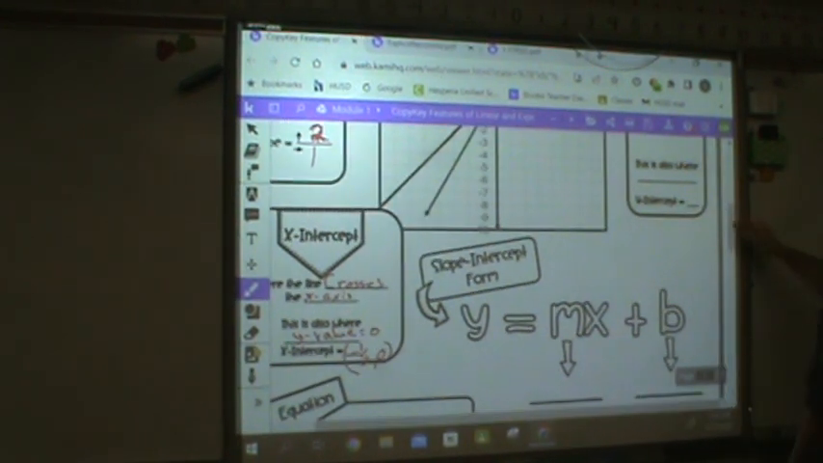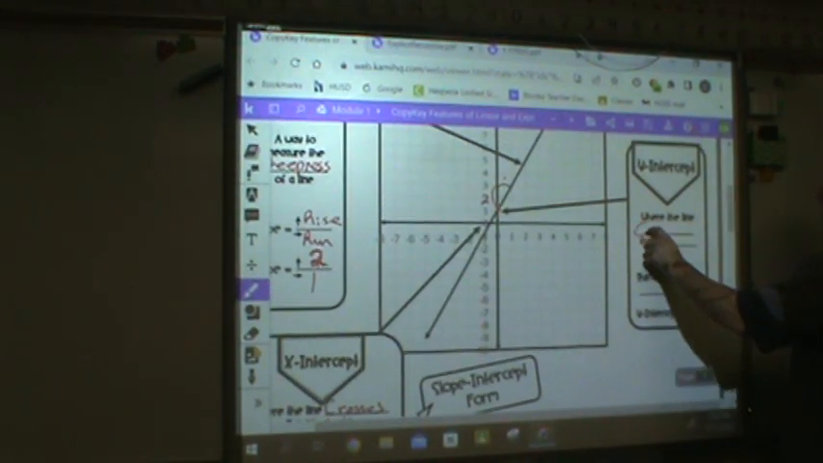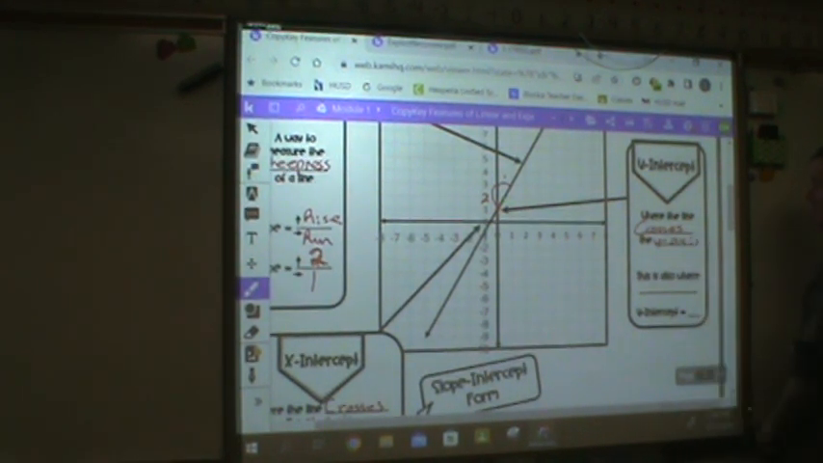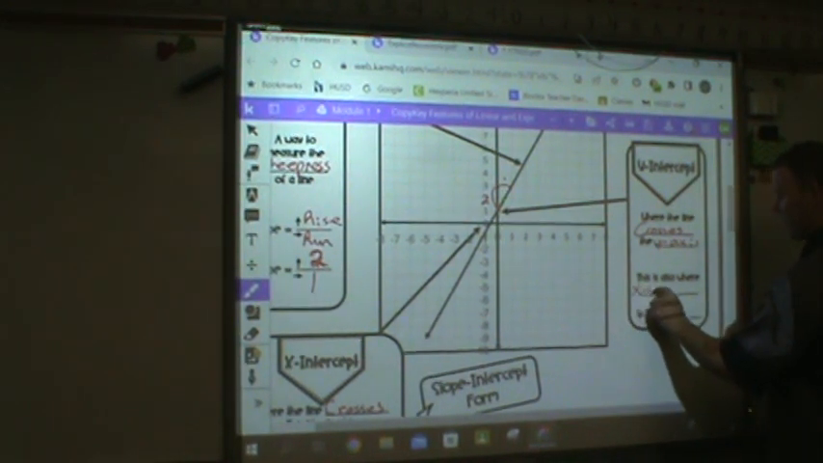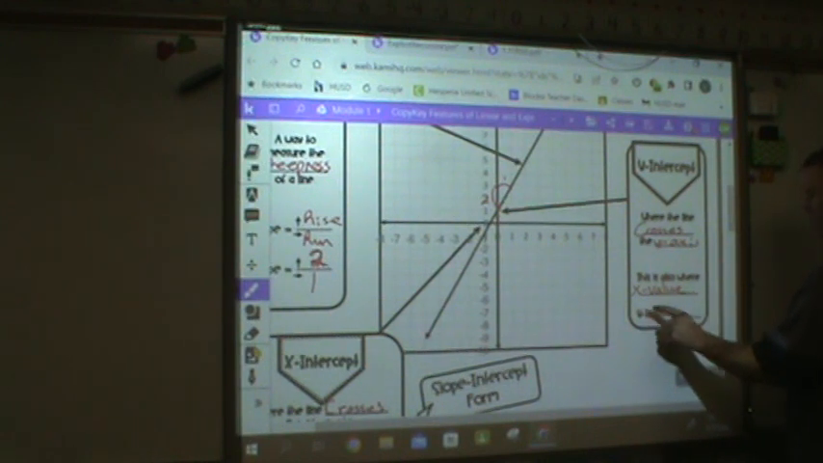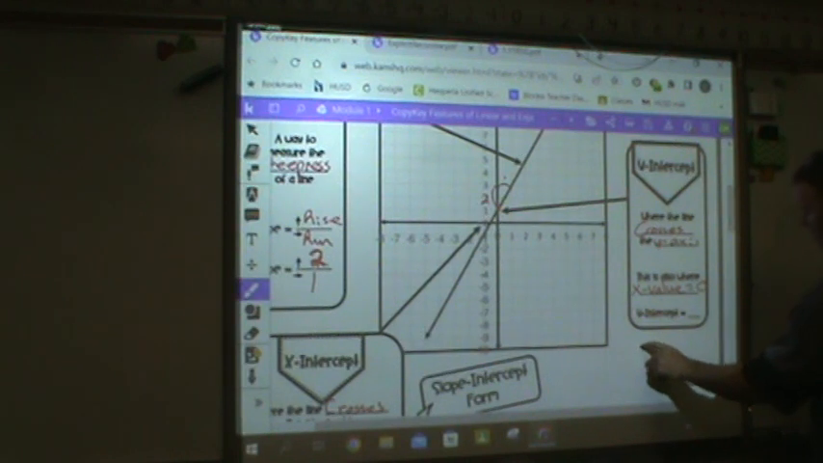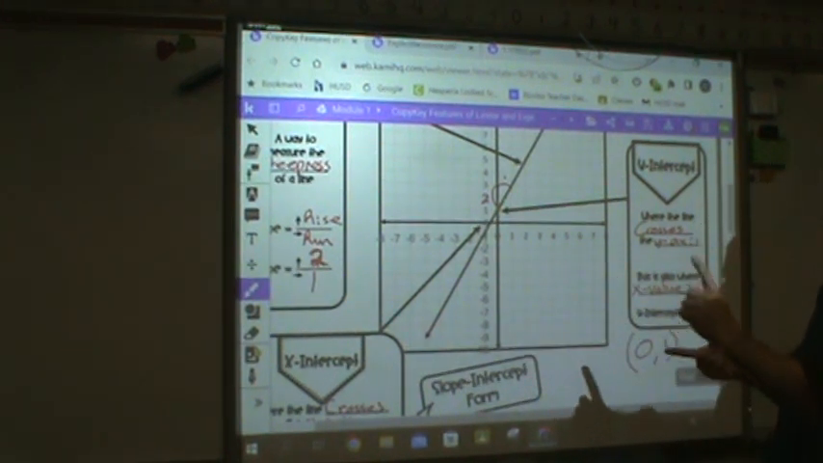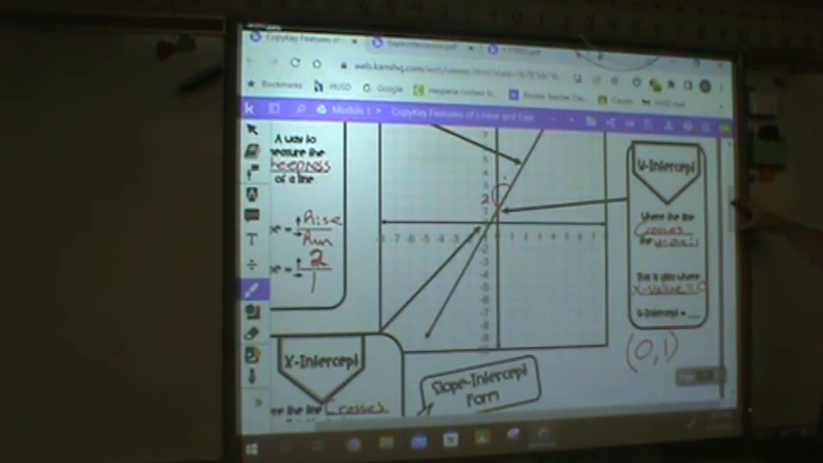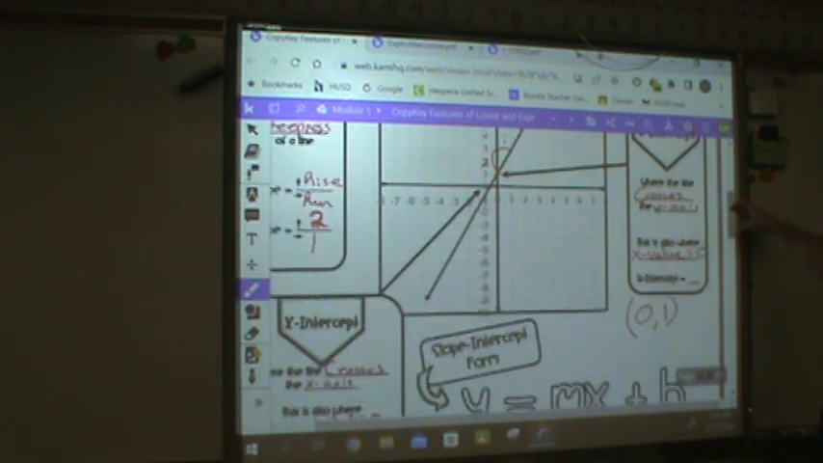My y-intercept crosses the y-axis, hence the y-intercept. This is also where the x value is equal to 0. So the y-intercept here is 0 and positive 1. Right? And x-intercepts and y-intercepts are true in quadratic functions as well. I don't believe there are x-intercepts in an exponential function.